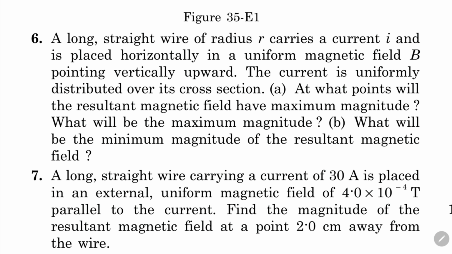In question 6, we have a long straight wire of some radius r. It carries some current I and is placed horizontally in a uniform magnetic field B pointing vertically up. At what points will the resultant magnetic field have maximum magnitude, what will be that maximum magnitude, and what will be the minimum magnitude? So, a bit similar to the previous question. This is the sixth one.